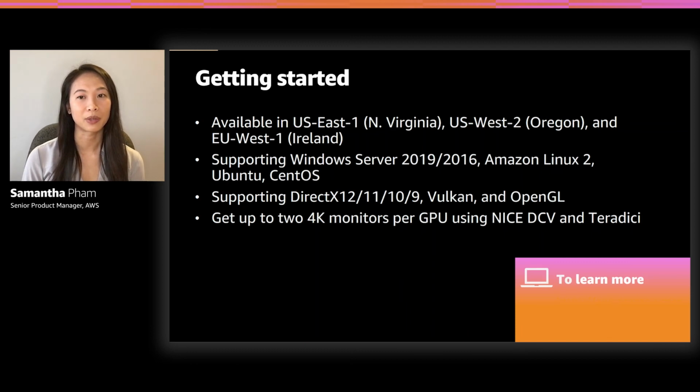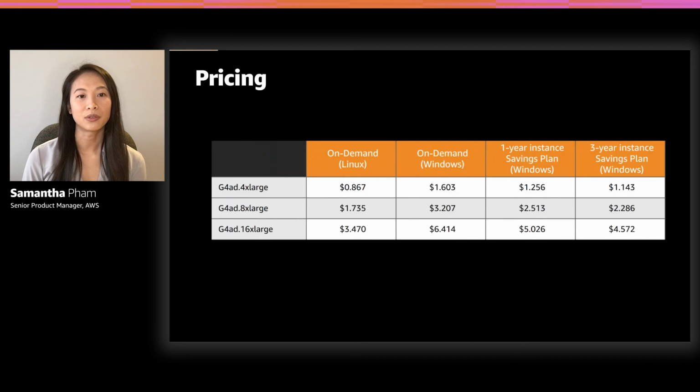And lastly, let's talk about pricing. With G4ad, the lowest cost instance size is the 4xlarge. On demand, using Linux, they cost only 86.7 cents per hour, which is more than 25% lower than the equally sized G4dn instances. Because we know Windows is really crucial for our graphics customers, we also want to share that the Windows pricing for on-demand instances is $1.603 per hour, which is 15% lower than our G4dn instances.